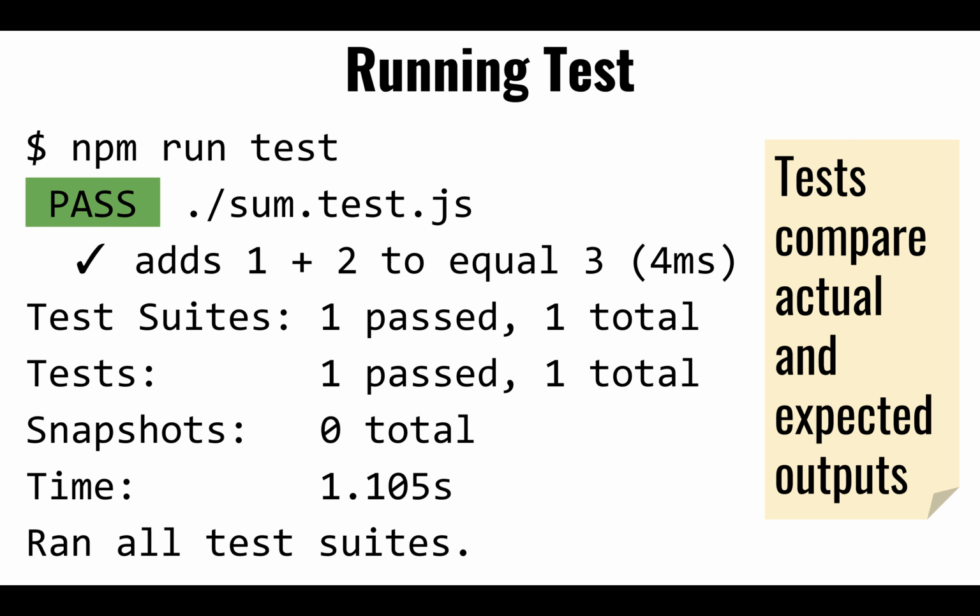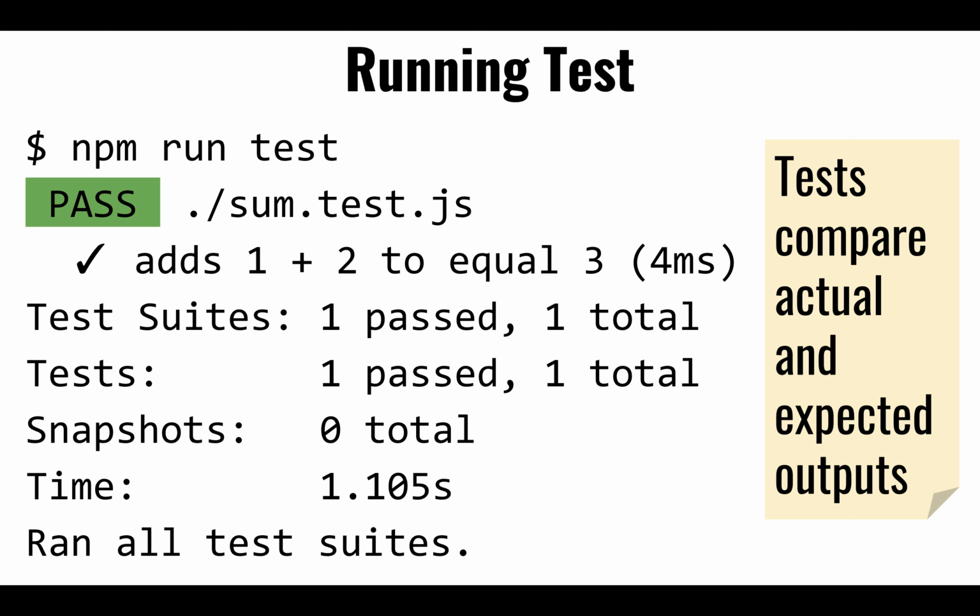In this particular case, it's saying that I found this file called sum.test, I'm going to run it. And inside of that file, I found one test, and the name of that test was adds 1 plus 2 to equal 3. So it spits out the name of the test, puts a check mark saying that, yep, I validated it. It's true. 1 plus 2 is indeed 3.